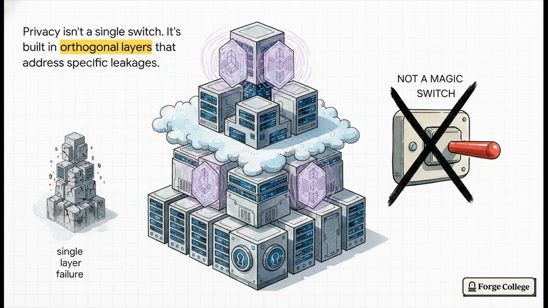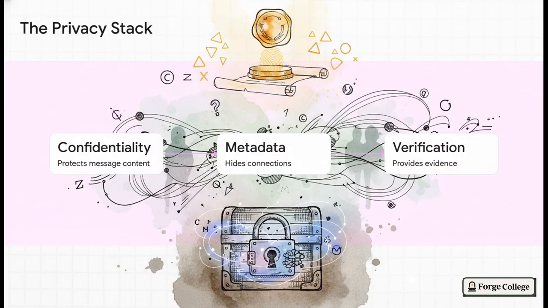Instead, privacy is actually made up of orthogonal, or completely distinct, layers. Each layer addresses a very specific, separate type of data leakage. Think about it like a fortress. If you only build up one wall, your whole defense can still easily collapse from another angle. So let's walk through the 3 steps of this schematic stack.